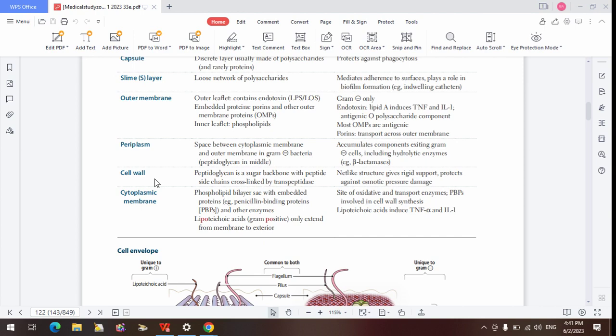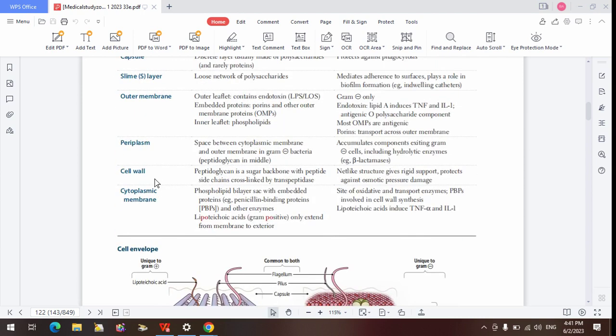Yes, Dr. Rishala. A quick question: does that mean the cell wall of the gram-negative is also inside the periplasm? No. I said the periplasm is the space between the outer and the cytoplasmic membrane. So that means that the periplasm is just above the cell wall. Do you get it?